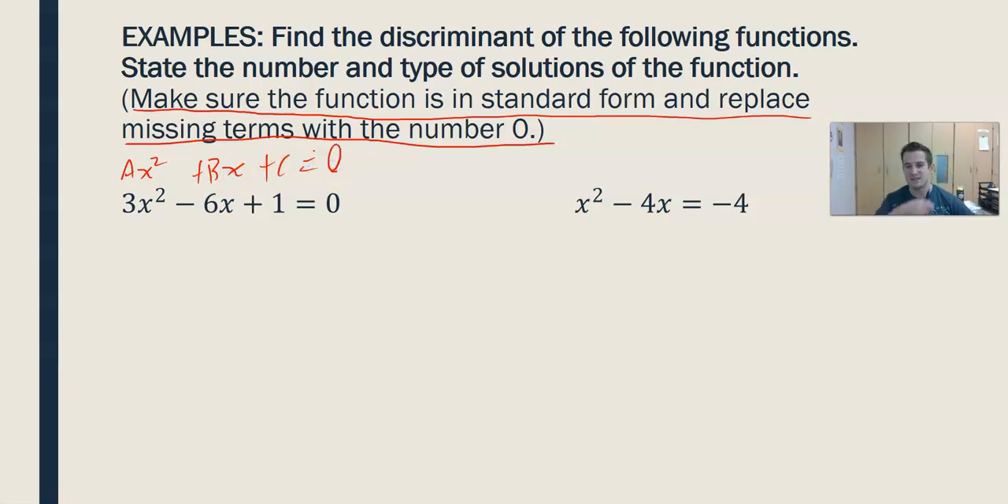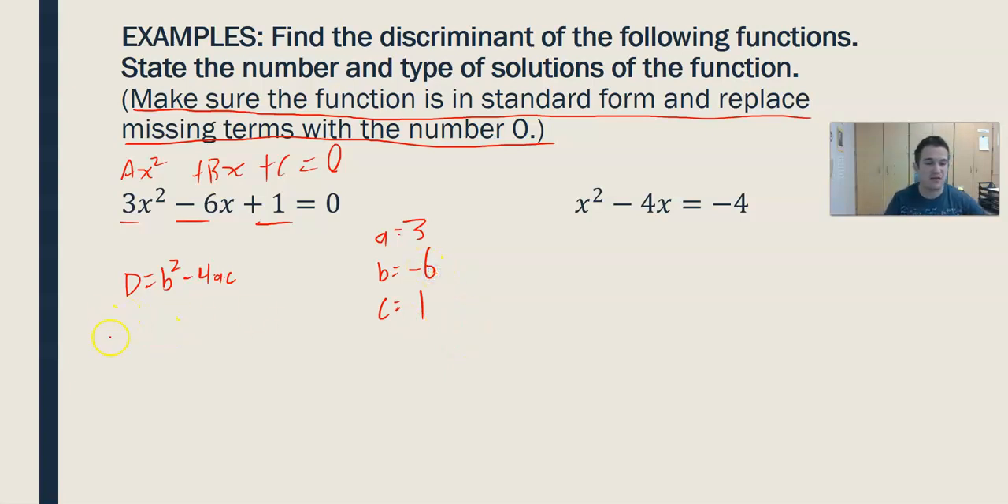Yes, it is. Okay, to find the discriminant is b squared minus 4 times a times c. So I need to identify what a, b, and c are. A is 3, b is negative 6, c is positive 1. Okay, let's plug all those numbers in.